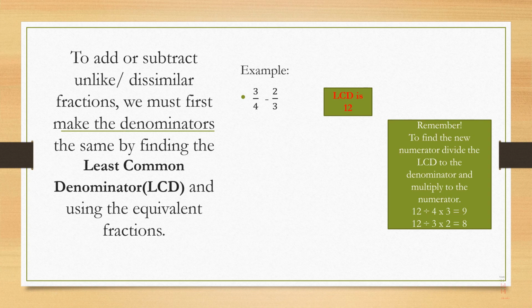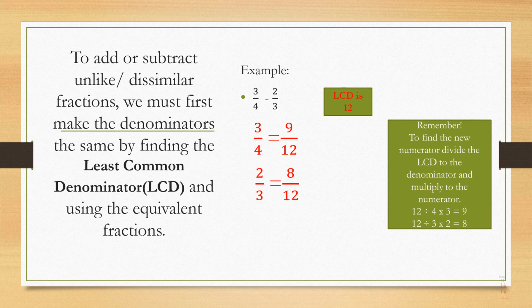So let's take a look at our example. 3/4 becomes 9/12. 2/3 becomes 8/12. Why? In the first fraction, we have 12 divided by 4 times 3 equals 9. Then in the second fraction, 12 divided by 3 times 2 equals 8. So 9 over 12 and 8 over 12, they are now similar fractions.